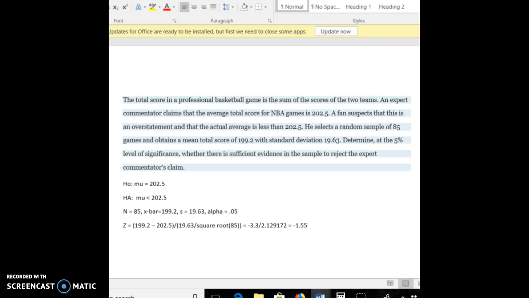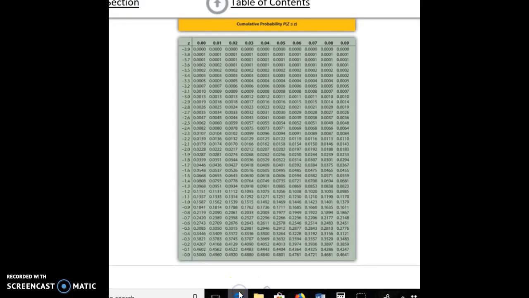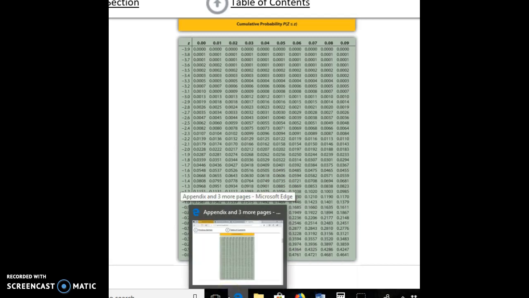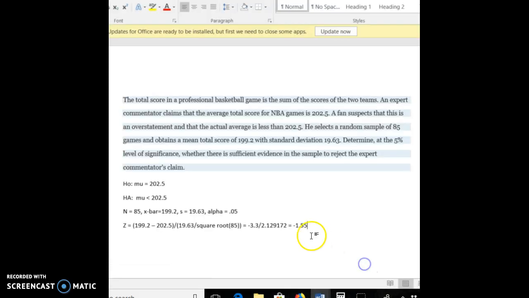All right, now we need to look this up on our standard normal chart. If we look up negative 1.55 on our standard normal chart, and let me pull it up here in the background, negative 1.55 is 0.0606. All right, so the area to the left of negative 1.55 is 0.0606. This is our p-value.